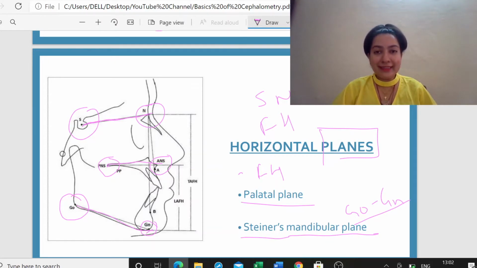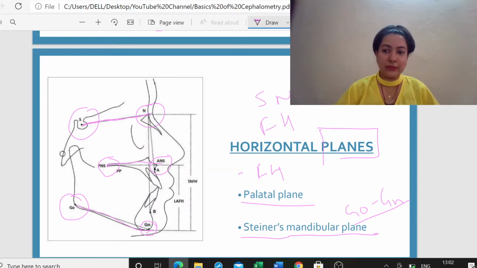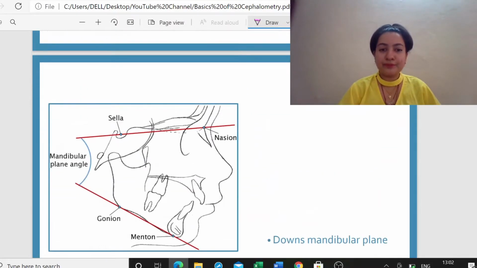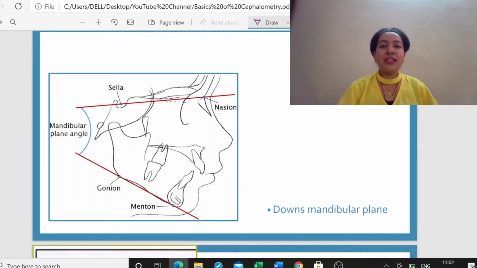Okay, so what did we see in this slide? We saw three sets of horizontal planes. The first one was FH plane, which is drawn by using two landmarks, Sella and Nasion. The next was your palatal plane, which is depicted by ANS and PNS. The third thing which we saw here is Steiner's mandibular plane. He said that two landmarks are best, that is gonion and gnathion. Okay, next thing. Now, we have seen what Steiner said. Now, let us see what Downs said.